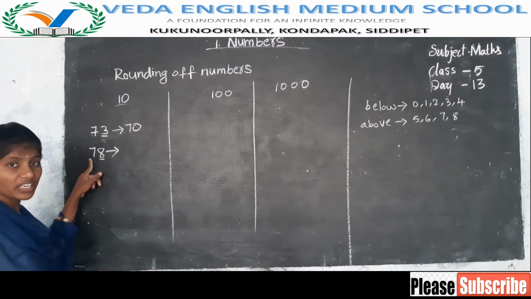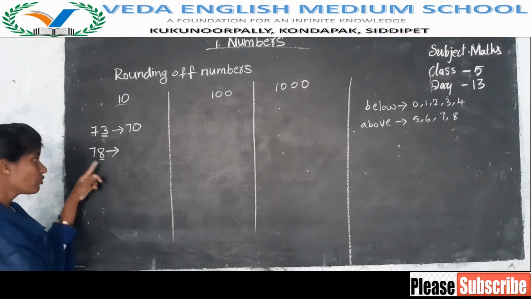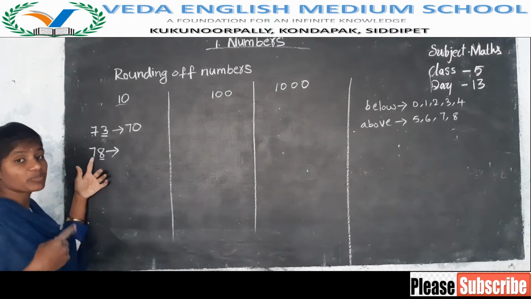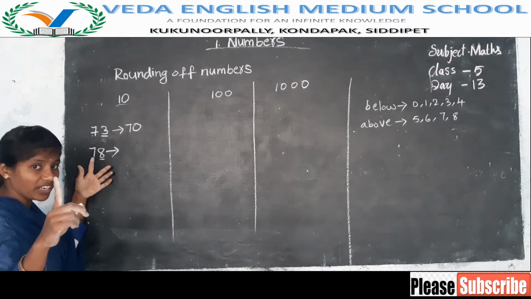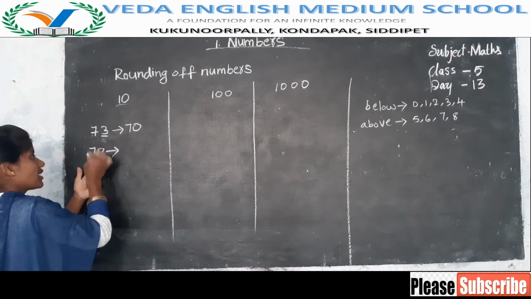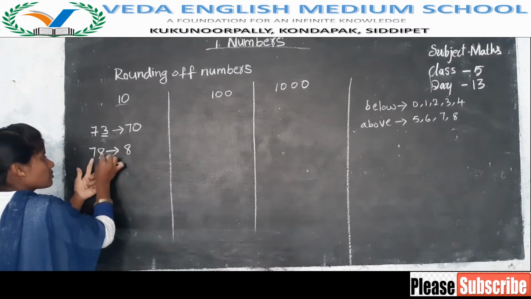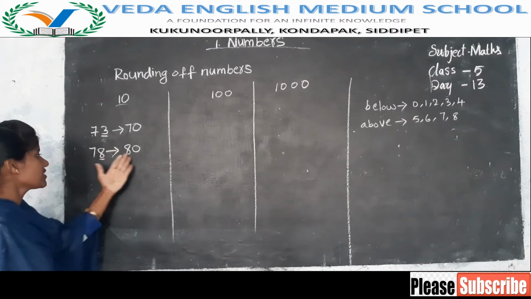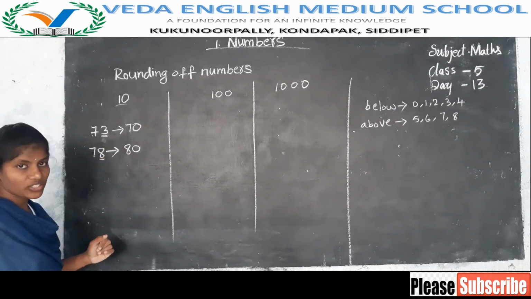If the number is above, what do we have to do? We have to increase the next number. What is the next number here? 7. If you increase the 7 by 1, then what will you get? 8. And in the ones place you have to write 0. So 73 is nearest to 70. 78 is nearest to 80. Like this you have to find.